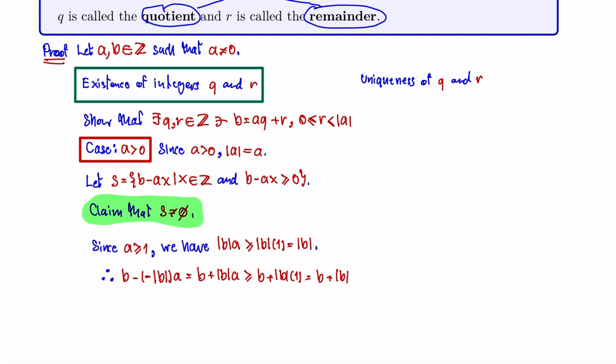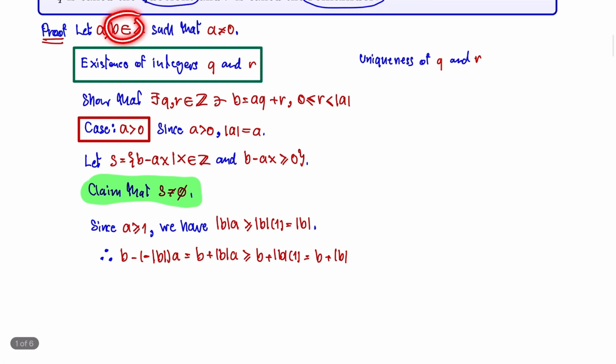Alright, so I try to write the number in this form in set S, like b minus the absolute value of b times a, and it turns out to be greater than or equal to b plus the absolute value of b. So what I want to do next is to show that b plus the absolute value of b is greater than or equal to 0. And since b is an integer, there will be two cases for b. So we start with b greater than or equal to 0.